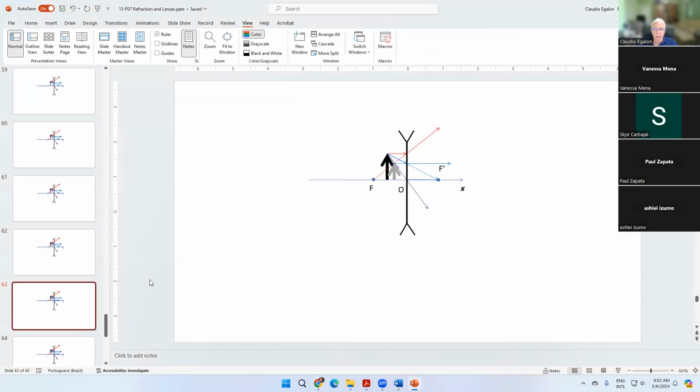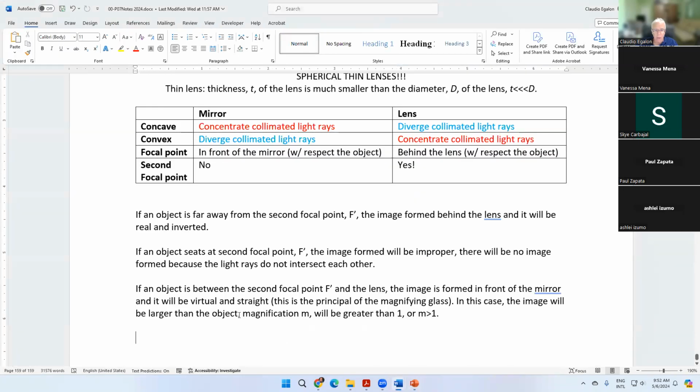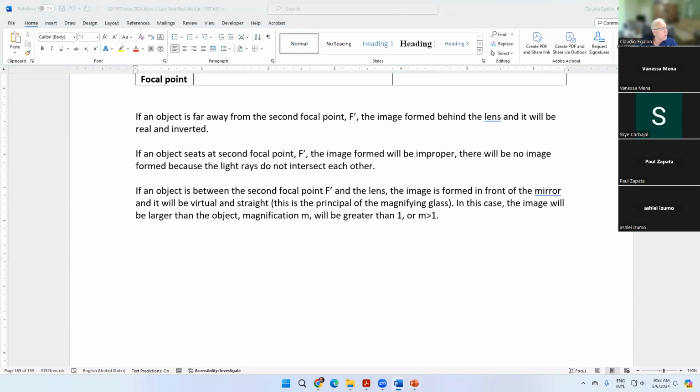Okay, I'm going to copy and paste those results that we saw. And here you go: convergent lens, divergent lens.